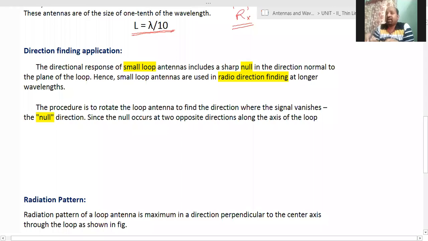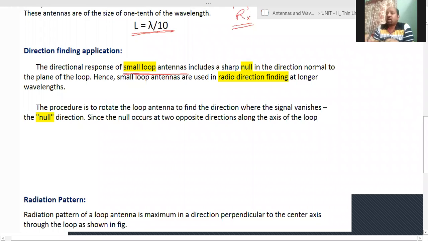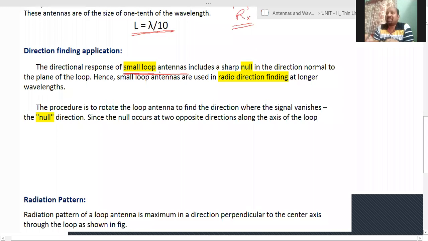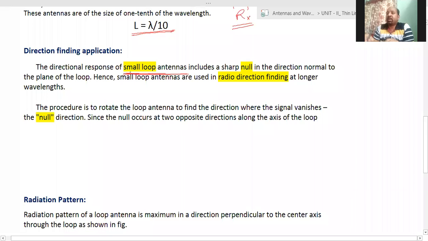Preferably small loop antennas are used for direction finding, because small loop antennas are effective in receiving mode. Because they are less resonant, they are used in receiving mode. Therefore small loop antennas are used in direction finding applications.